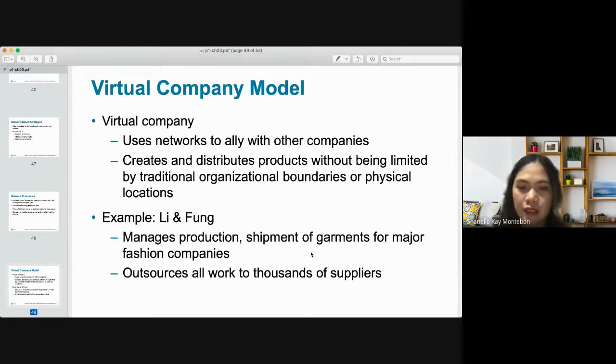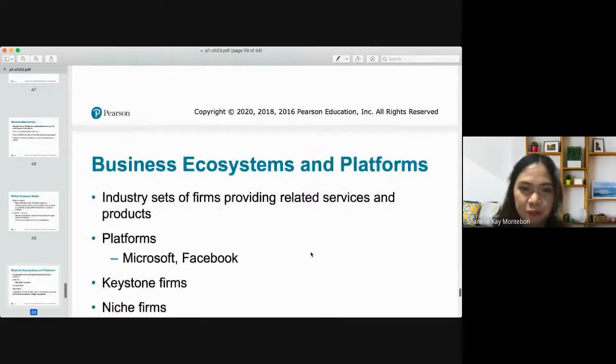It outsources all work to thousands of suppliers. Li and Fung does not have any equipment, any warehouse, or any workforce. But how it works is that in its extranet, its customers will place an order, and then its extranet will forward this to its thousands of outsourced suppliers. So, yung suppliers na yun yung gagawa ng mga orders ng kanilang customers. And basically, Li and Fung is the virtual company.